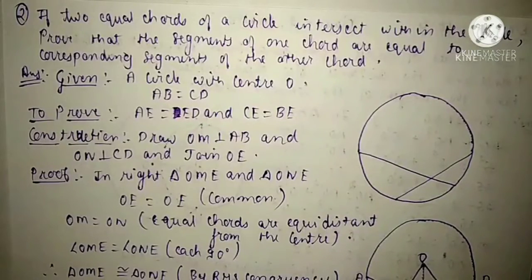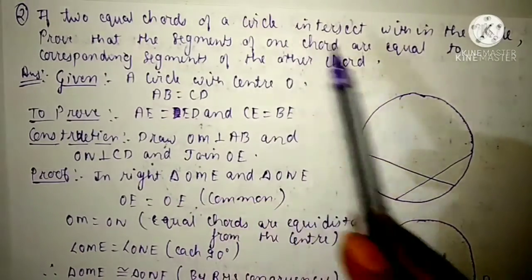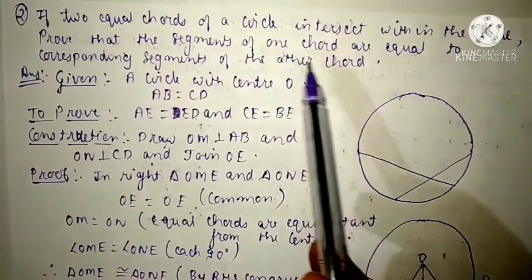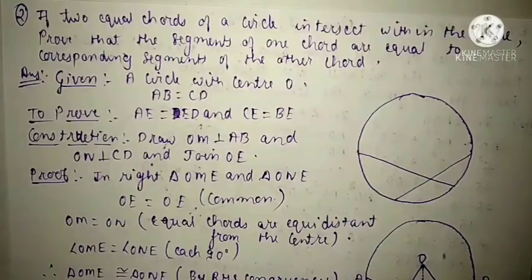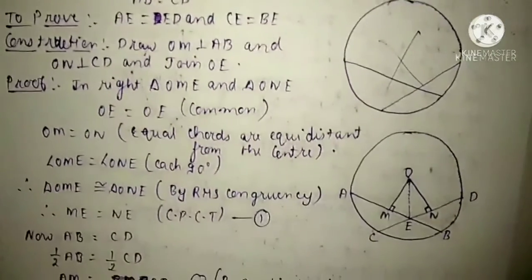Now see the second question. If two equal chords of a circle intersect within the circle, prove that the segments of one chord are equal to the corresponding segments of the other chord. Okay, see this figure.